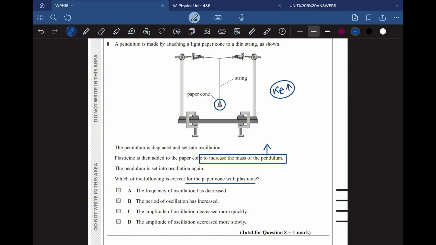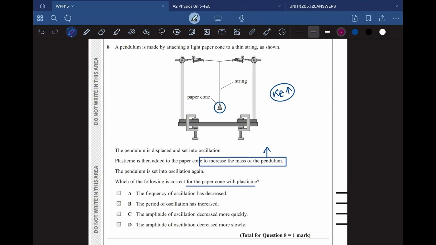We know kinetic energy is equal to half mv squared. So as the kinetic energy has increased, the paper cone will be moving with more kinetic energy. Now as the paper cone will be moving with more kinetic energy, it will take more time for the resistive forces to decrease the oscillation of the paper cone to zero, right?